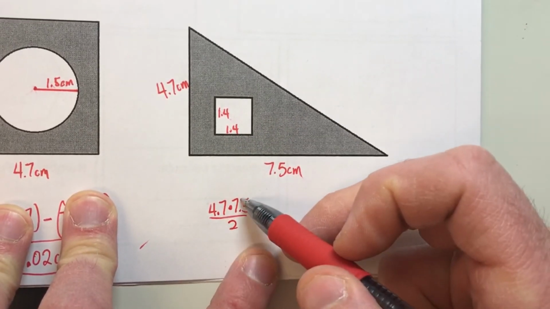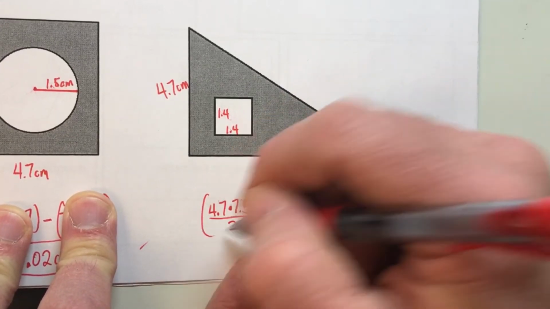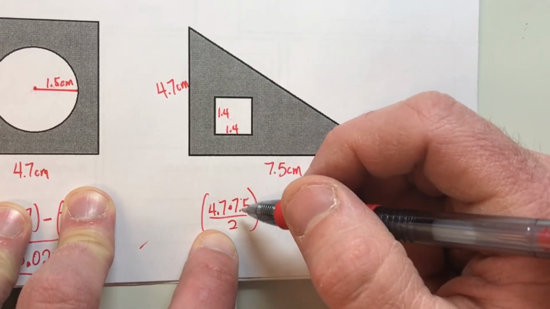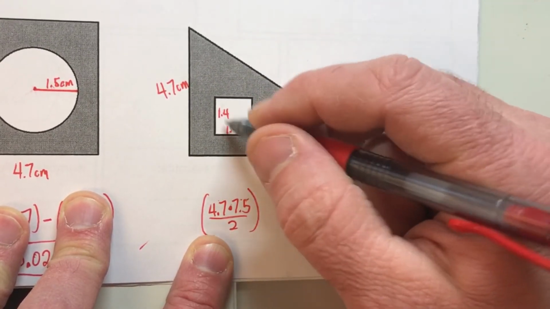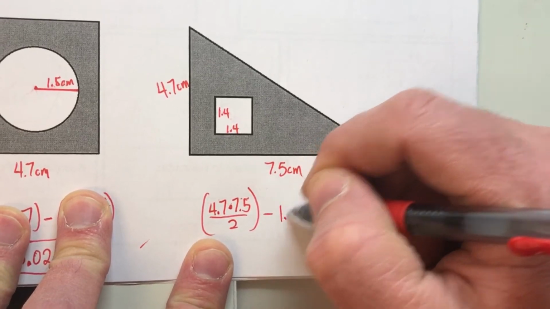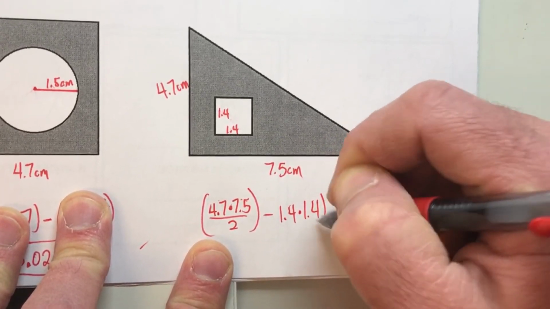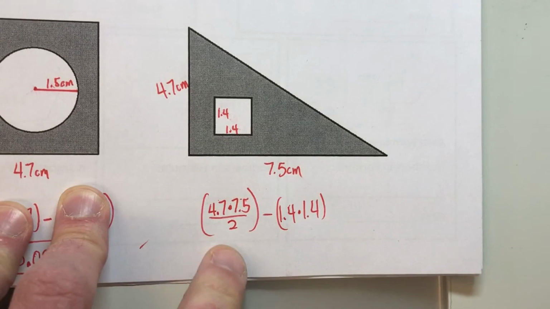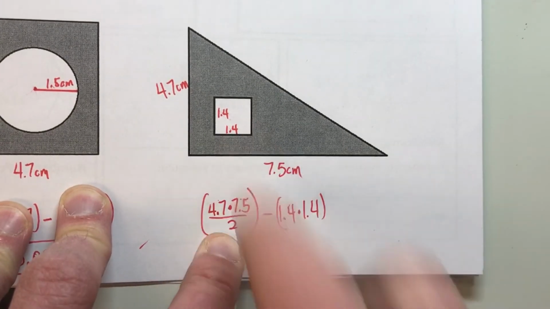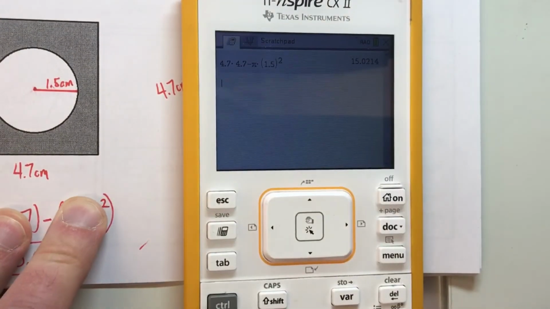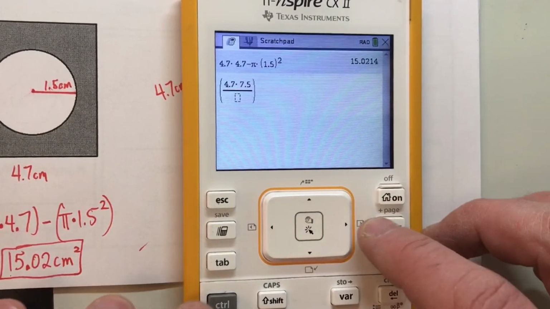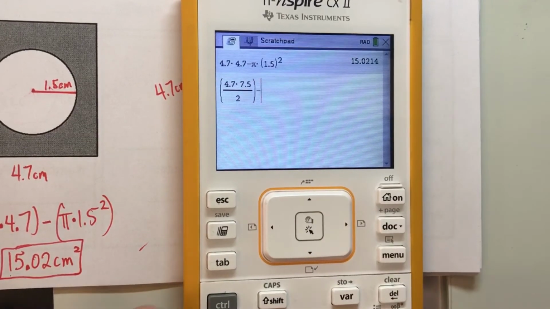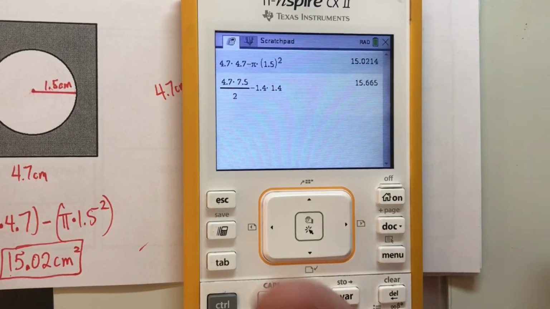It's how you find every triangle. Base times height divided by 2. So that's the area of the whole thing, but this would be if the whole thing were shaded in. It's not. I need to take this out. So how do I find the area of this square? 1.4 times 1.4. So this is the area of the triangle, taking out the area of that square. So I'm going to go 4.7 times 7.5 divided by 2 minus 1.4 times 1.4. So about 15.67.